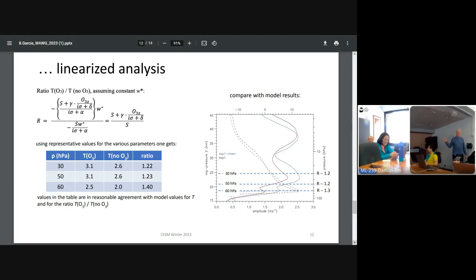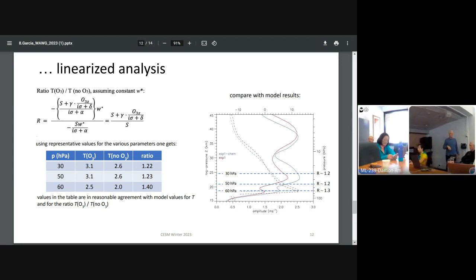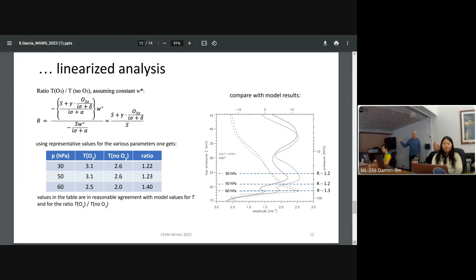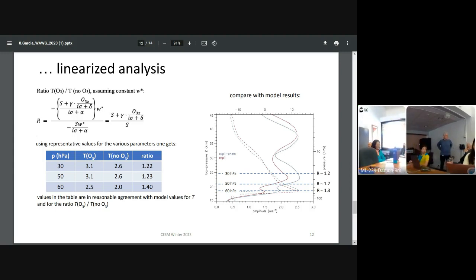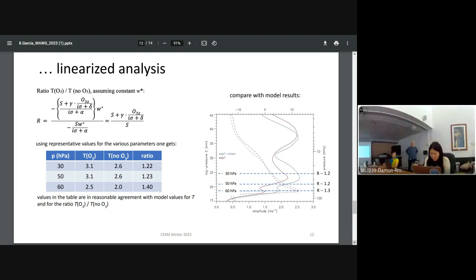There's a lot of work done with QBO and ozone and period that is all over the place. In some cases the period decreases, in some it increases, in some it doesn't do anything. In WACCM, the period doesn't change appreciably whether or not you have ozone chemistry. What does change is the amplitude. It means that a numerical prediction model which uses linearized chemistry is probably wrong. We need coupling.